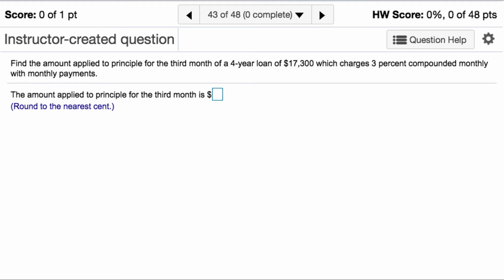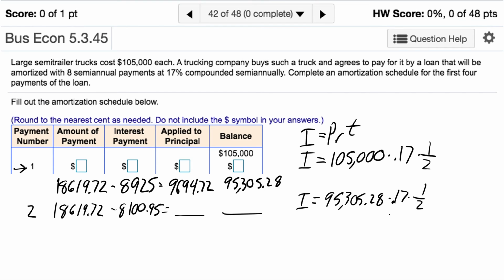Find the amount applied to principal for the third month of a 4-year loan of $17,300, which charges 3% compounded monthly with monthly payments. All right, so to find the amount applied to principal, let's go back to that previous problem. We wanted to find the amount of the payment, the interest payment, the applied to principal, and the balance. You'll notice that the amortization schedule is the only place where we can ever find the applied to principal.